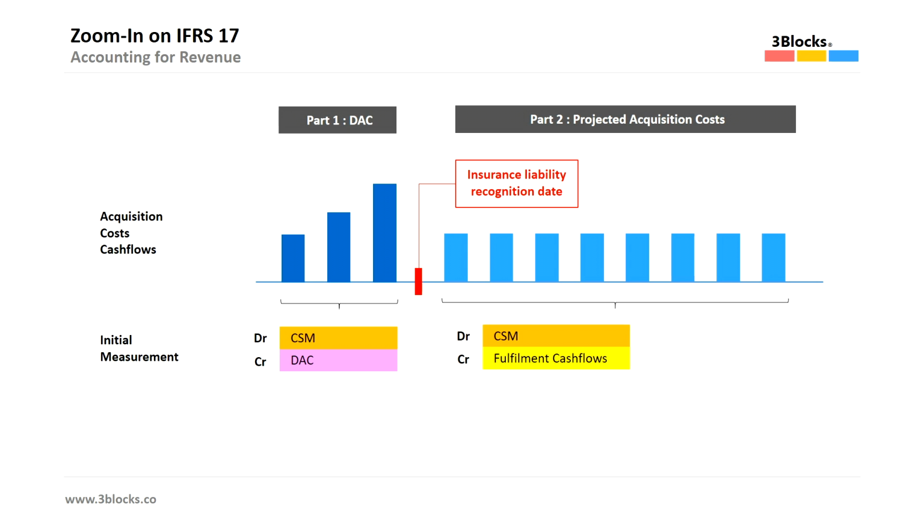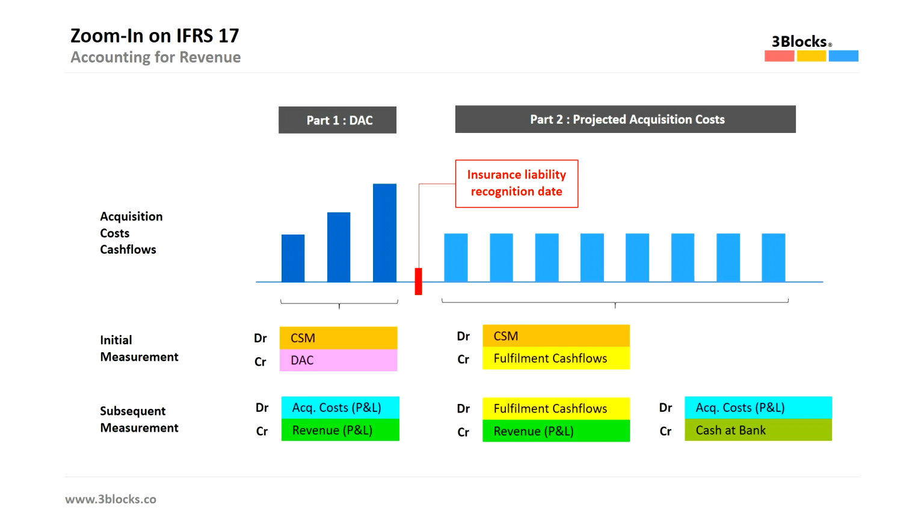The second part is made of the projected acquisition costs that will be paid in future. Such costs constitute the fulfillment cash flows and are initially accounted for in the same way as the other projected expenses. At subsequent time points, the quasi-DAC is amortized to expenses with the same amount recognized as revenue. I say quasi because we do not have an explicit DAC asset in the balance sheet. At the same time, a reduction in fulfillment cash flows related to the acquisition costs is recognized as revenue with the actual acquisition cost payments accounted to expenses.